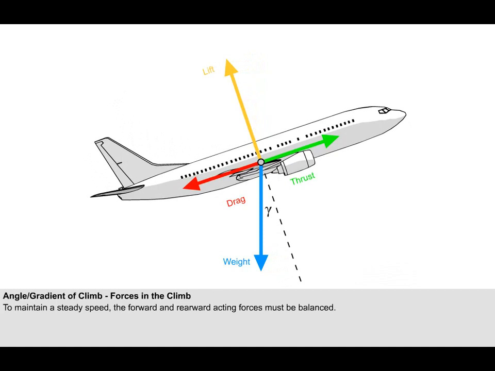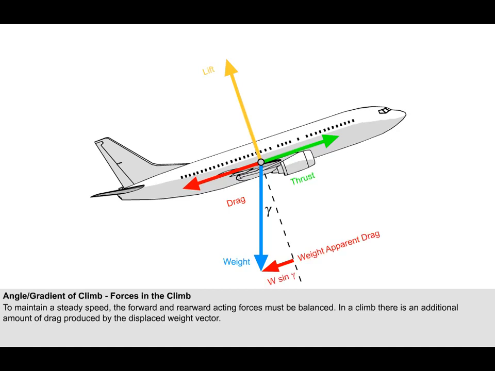However, when the aircraft attempts to climb, as shown here, a component of the aeroplane's weight acts backwards along the longitudinal axis in the direction of drag. This component is known as weight apparent drag. It can be calculated by multiplying the weight by the sine of the angle of the climb, gamma. You will now notice that the magnitude of the rearward acting force is now more than that of the forward acting force. If this situation were left unchecked, the aircraft would decelerate.